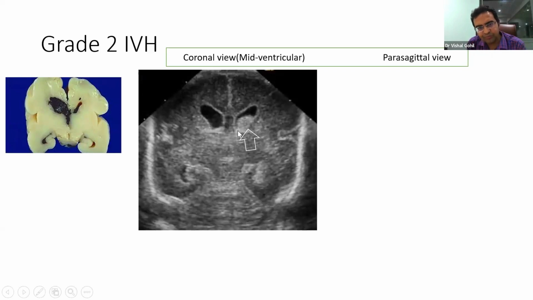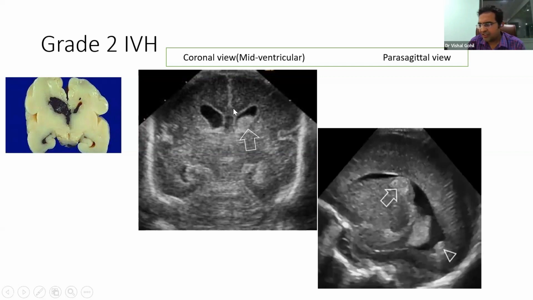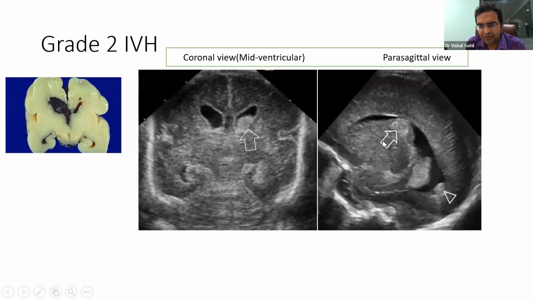But if your bleed is more than the germinal matrix, if blood leaks out into the lateral ventricle, you can see this echogenicity cover more than 10% area of your lateral ventricle and less than 50%. So this is your grade 2 IVH. If I talk about the parasagittal, you can see over here, this is also leaking into the lateral ventricle, and this is your choroid plexus. Look at the density, both look the same.